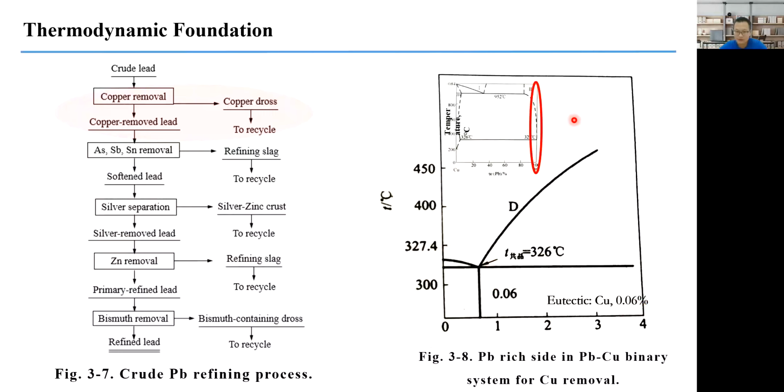So here we have the fully liquid phase, and here we have the liquid alloy, which is extremely rich with lead, and another part here we have the copper solid. Because of the difference in density of copper and lead, the copper dross will float onto the surface of the lead bath, and the lead will be purified at the bottom layer. So this is how it is used thermodynamically.